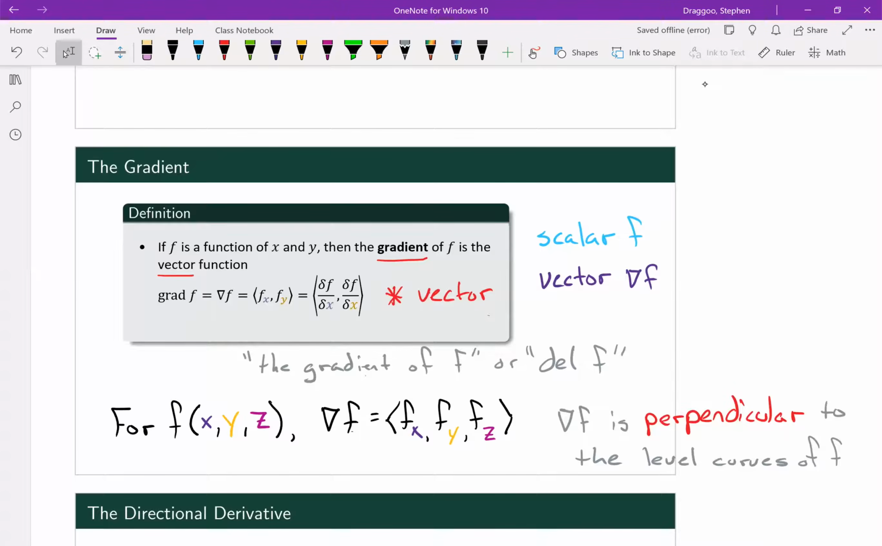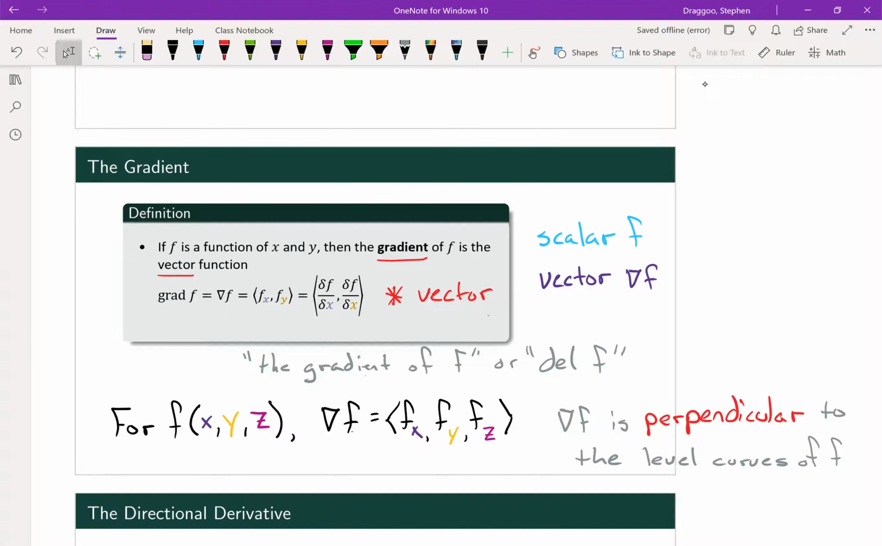So if f is a multivariable function of x and y, then the gradient of f is a vector function where each component of the vector is just the derivative of that original function f with respect to the variable in that position. So in 2 dimensions, it's the x partial derivative in the x coordinate, or the x component, and it's the y partial derivative in the y component.